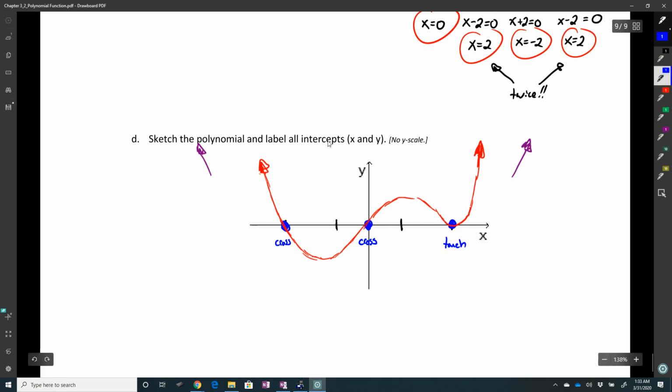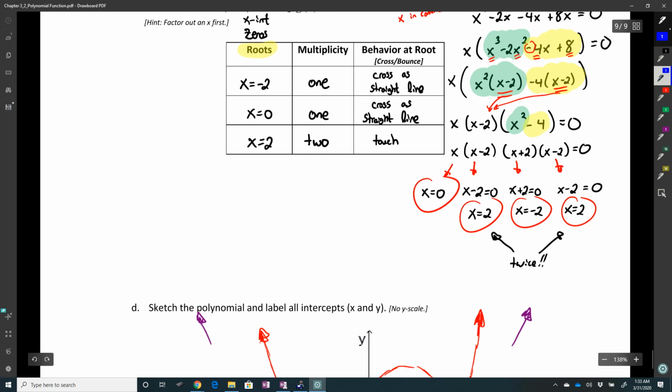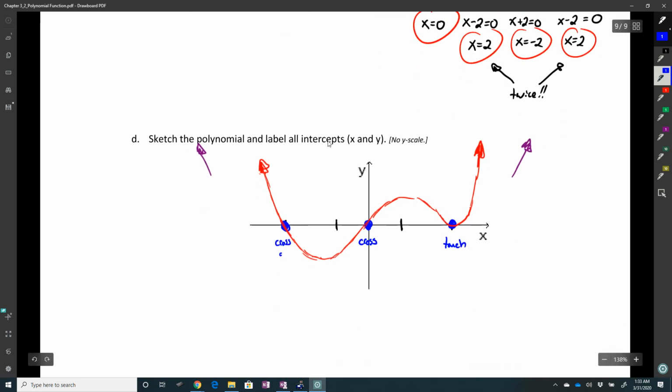Again, it takes time to get used to doing these, but remember, cross as a straight line.